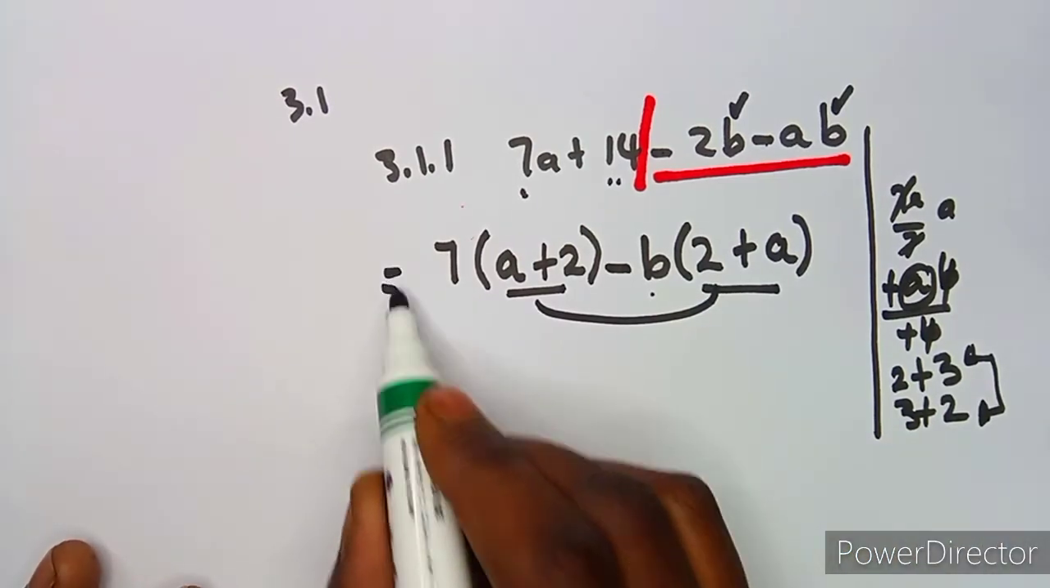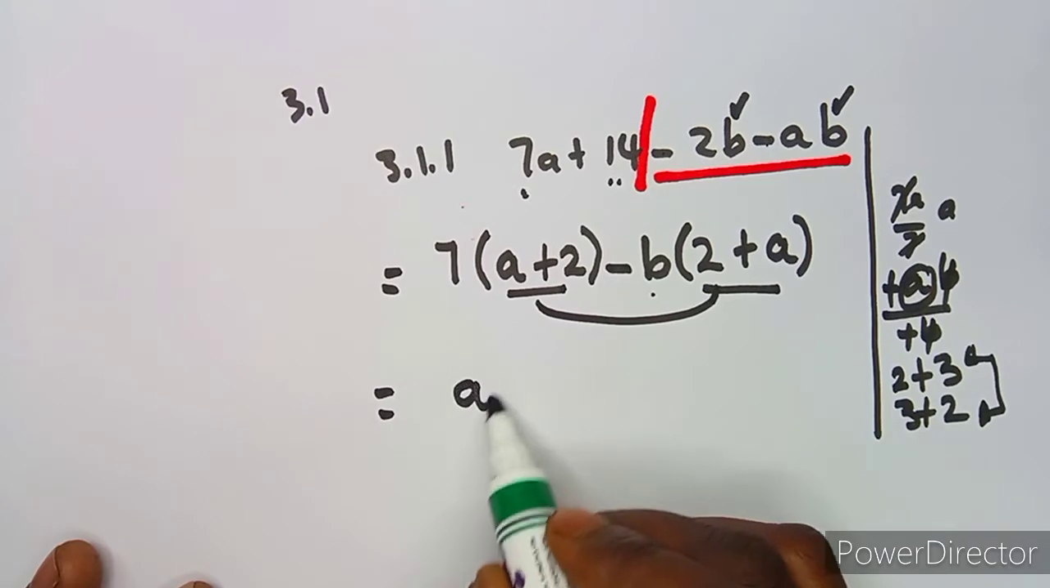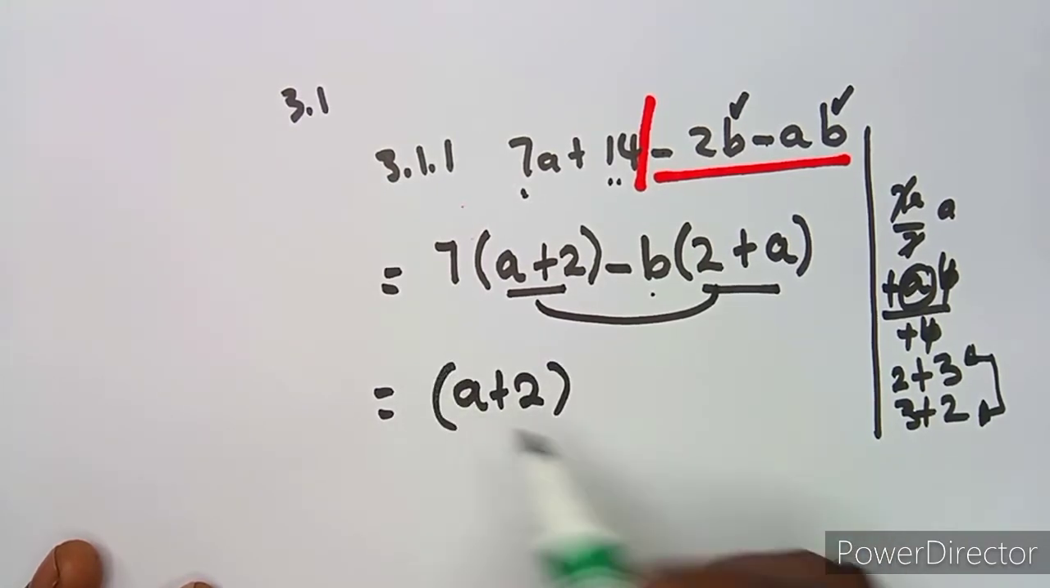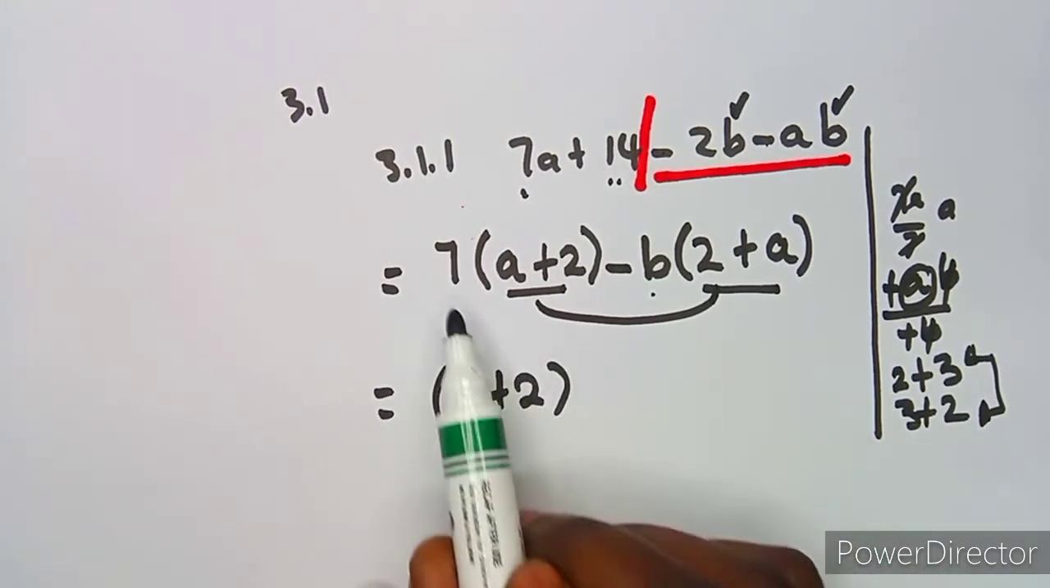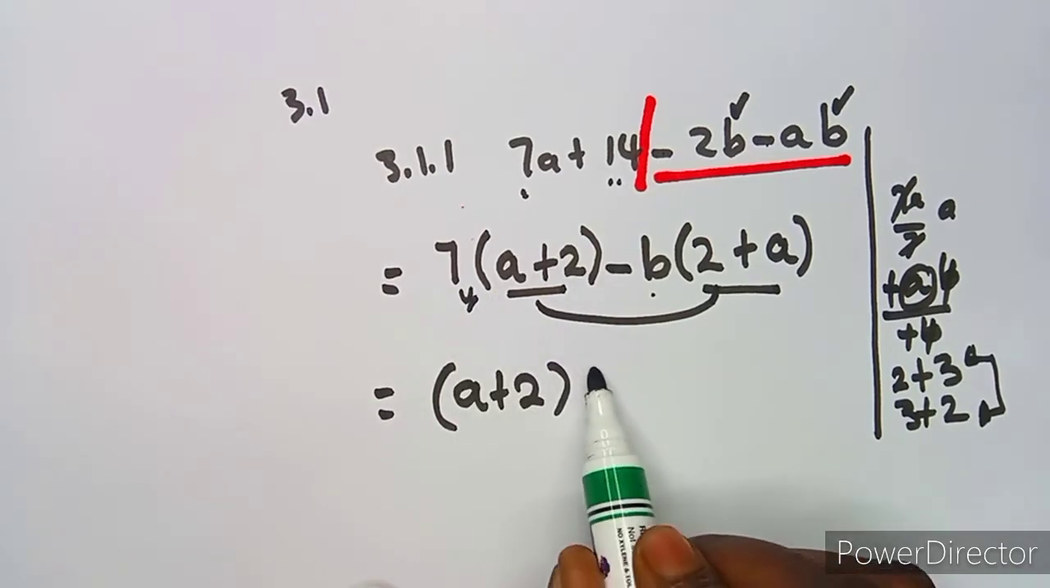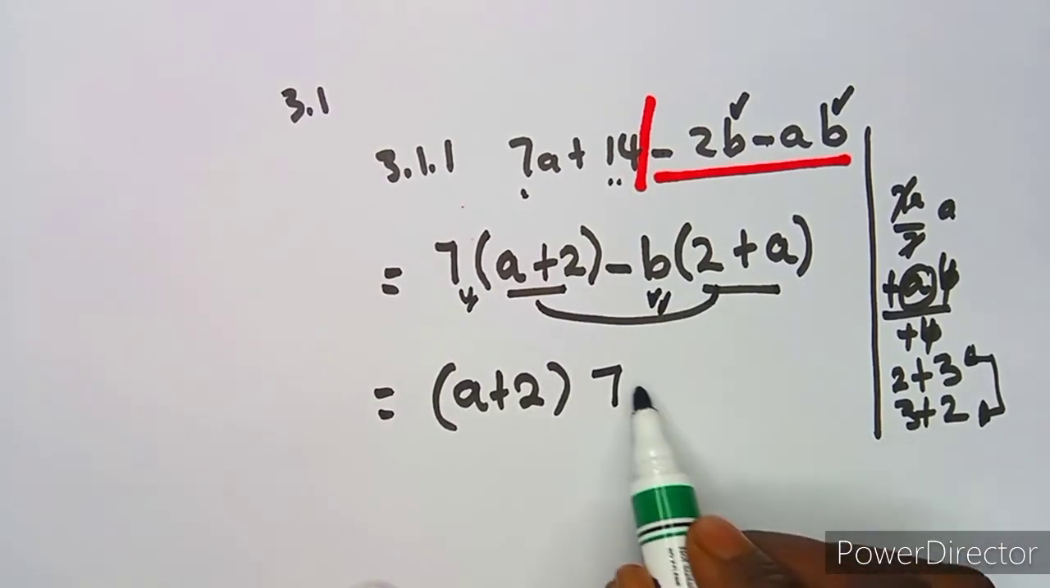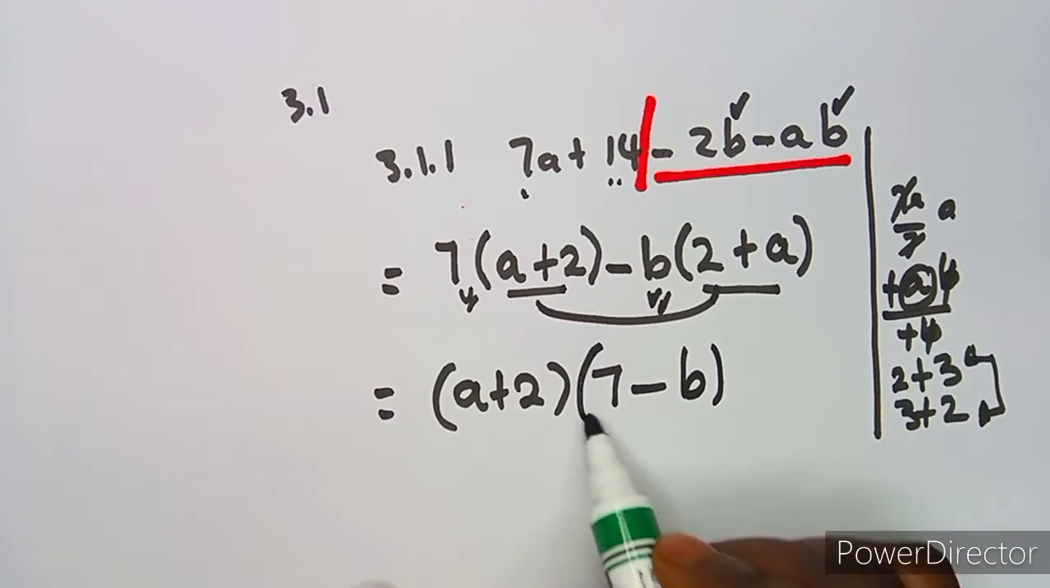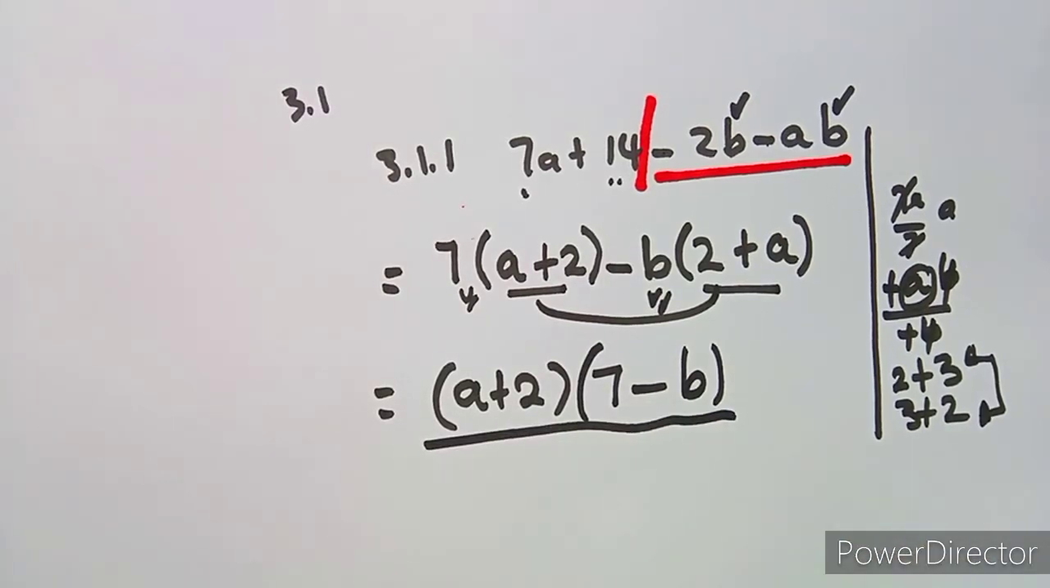So if I factor out this bracket of a plus 2 here, what am I going to remain with? I'm going to remain with a 7. Here I'm going to remain with minus b, like this. So that's what I'm going to have at the end. So it's going to be a plus 2 into 7 minus b. So that's how you factorize, guys.